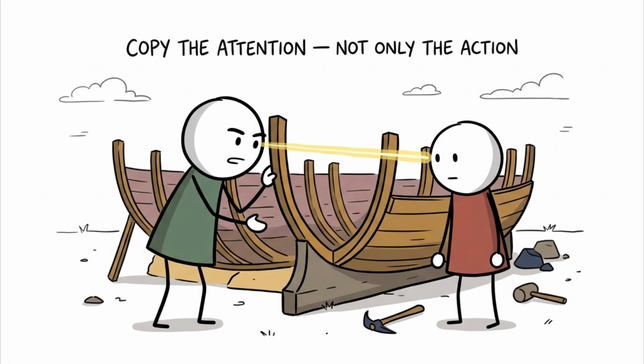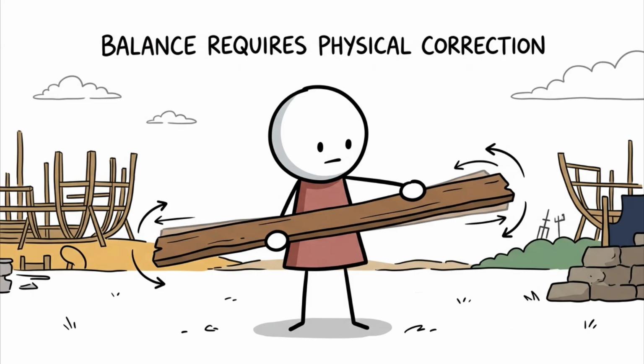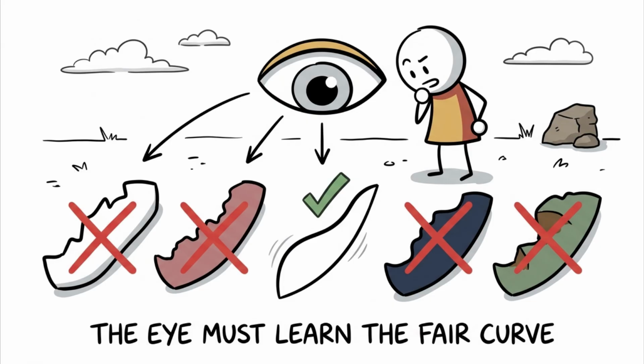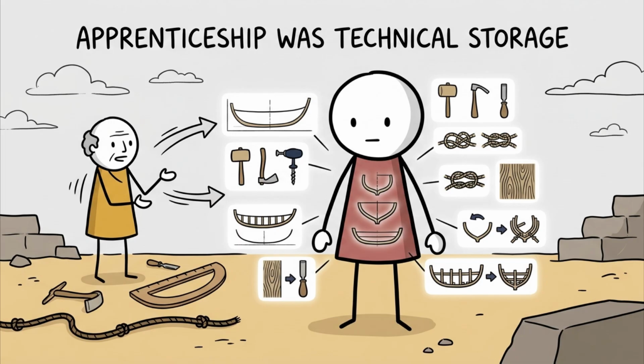The workshop copied knowledge by copying skilled attention. This required time because judgment cannot be transferred in one explanation. You can describe balance, but balancing still requires repeated physical correction. You can name a fair curve, but the eye must learn to recognize one. The body becomes part of the measuring instrument. Apprenticeship was not informal education. It was high-capacity technical storage.